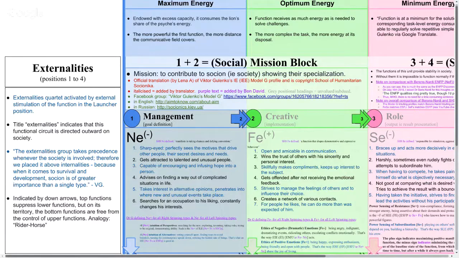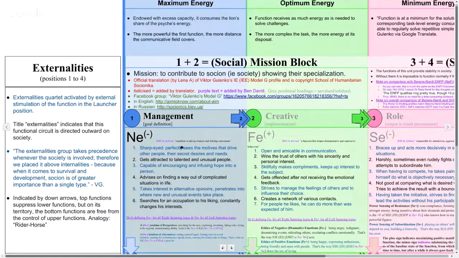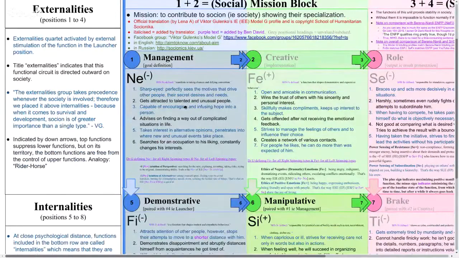If you want more of an explanation on that, watch those specific videos that are 2 hours each. So, maximum energy for this. The dominant and the auxiliary function can be overindulged. Endowed with excess capacity, it consumes the lion's share of the psyche's energy. The more powerful the first function, the more distance the communicative field covers. Or in other words, the dominant function is very noticeable, and it communicates. It comes across.